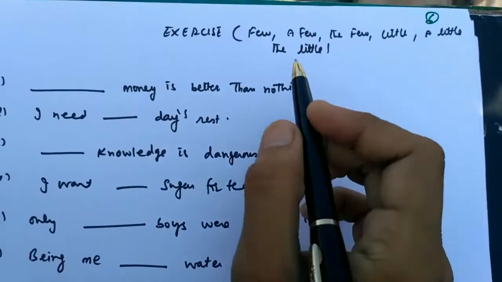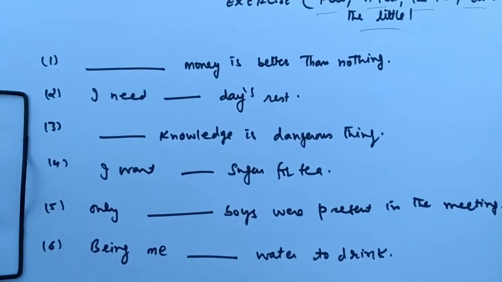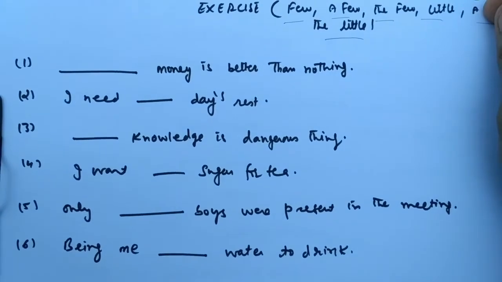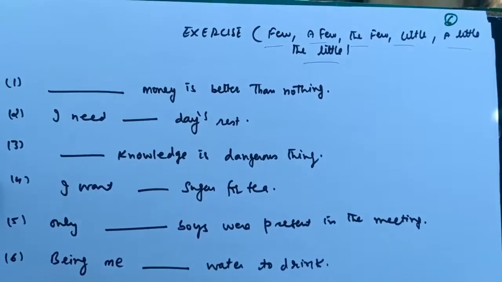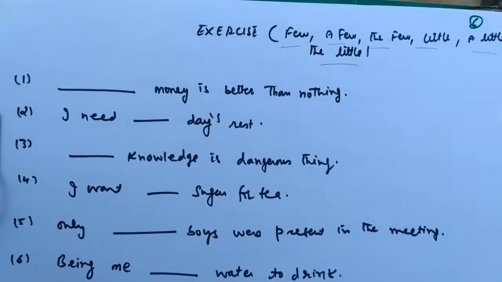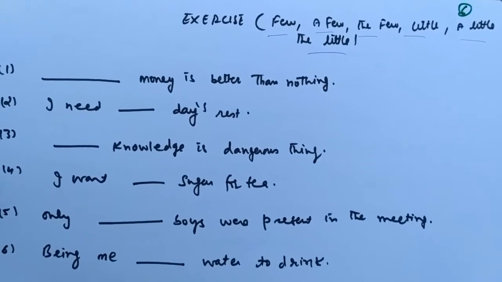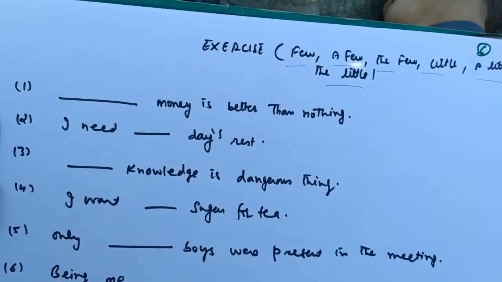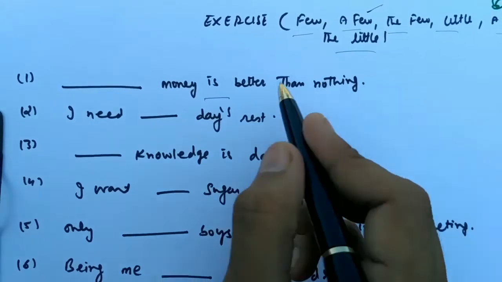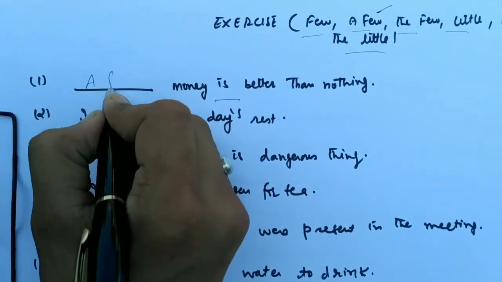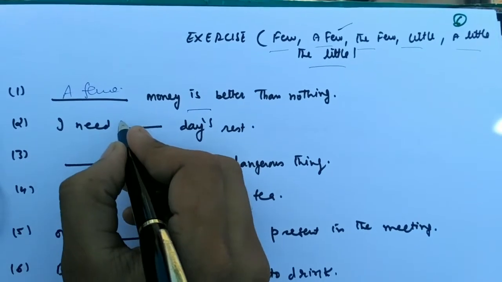Next we have the exercise for the use of few, a few, the few, little, a little and the little. Let's try to solve. Money is better than nothing. As in my previous slide I have written, where you have to use the little, few. If I discuss the few, here it signifies the number. So money is quantified in the form of number. So here you can see a few money would be appropriate. I need days rest. A few days rest.